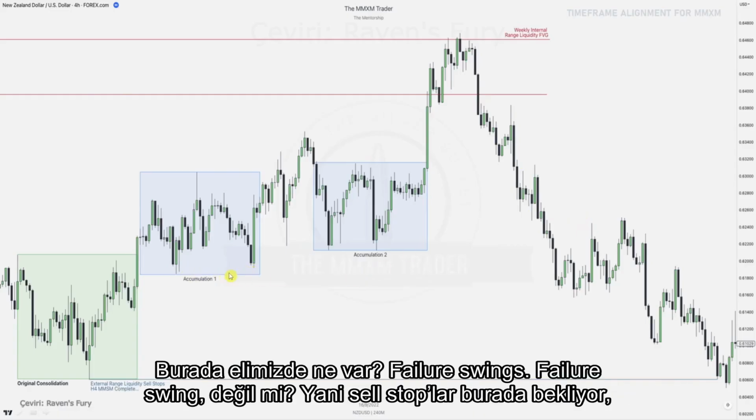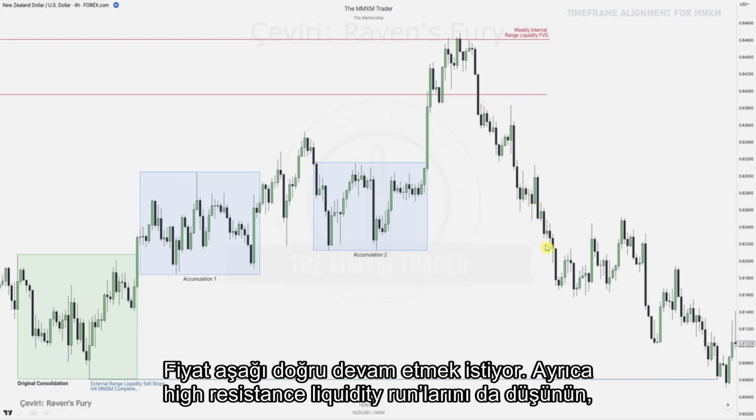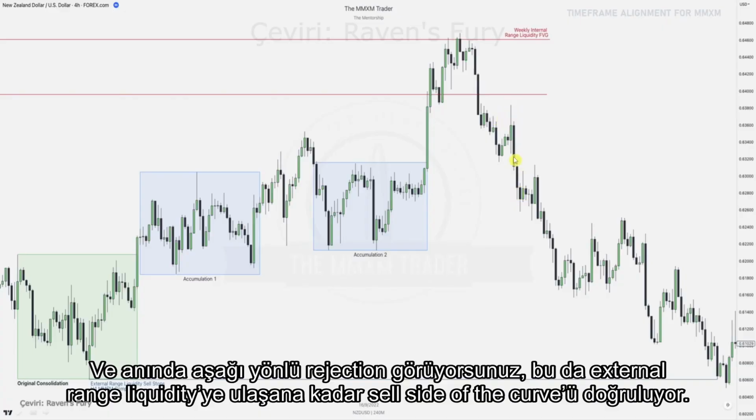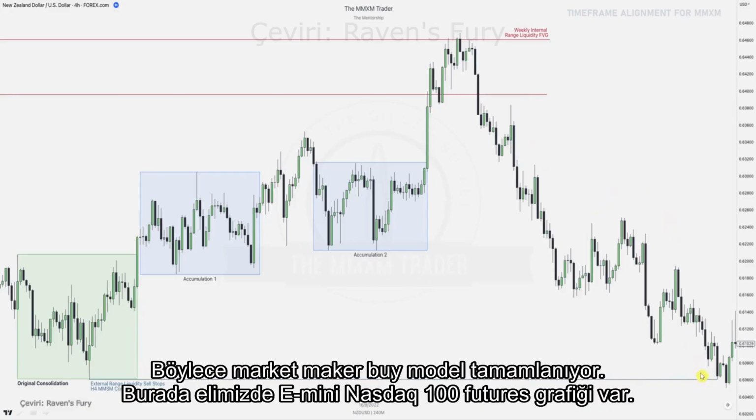What do we have down here? Failure swings, failure swing, right? So sell stops are resting below here. Price action wants to keep continuing down, and also think about high resistance liquidity runs, right? We see a raid on this high, for example, or a raid on this high, or a raid on this high, and you see immediate rejection lower, confirming sell side of the curve until we hit that external range liquidity, completing that market maker buy model.